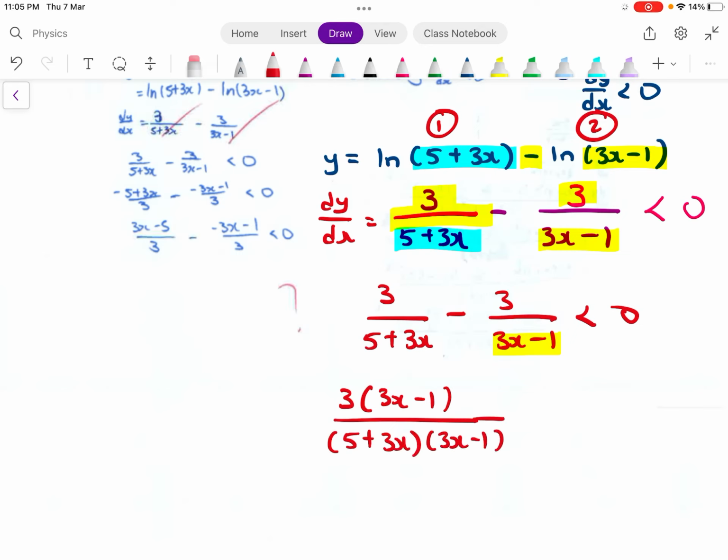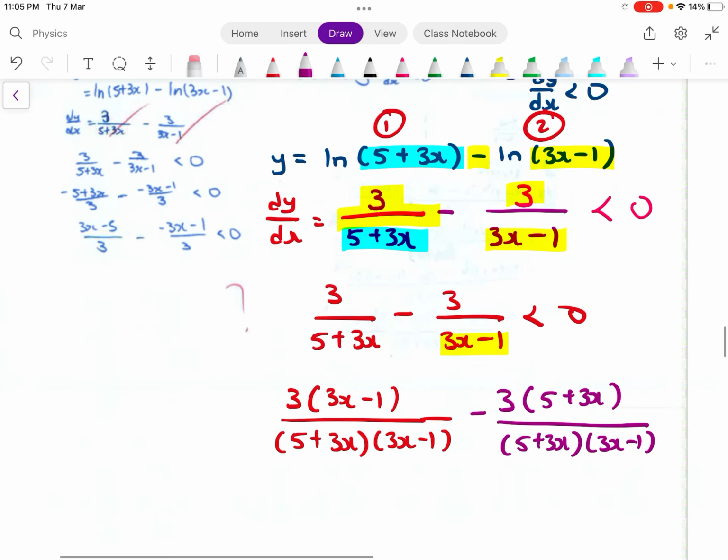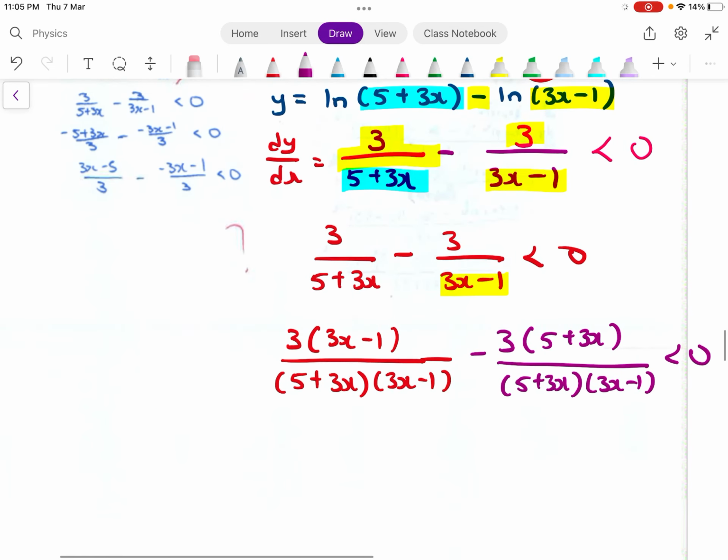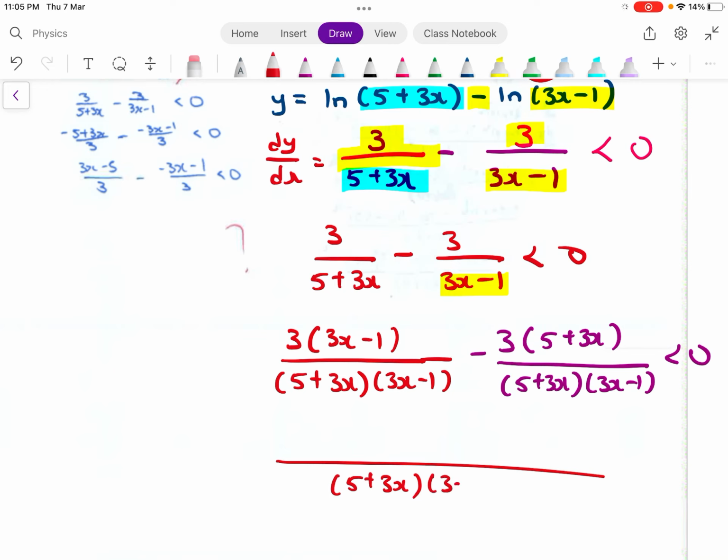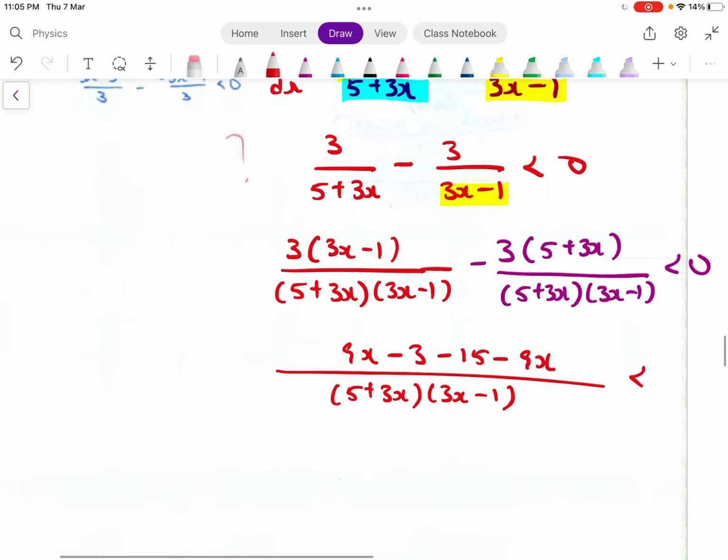The second fraction, you multiply by 5 plus 3x. Then this part also (5 plus 3x)(3x minus 1). So this whole thing will be less than 0. After that, you combine them together, and you get (5 plus 3x)(3x minus 1). Then the top part, I do a mental one: 9x minus 3 minus 15 minus 9x. So this whole thing will be less than 0.